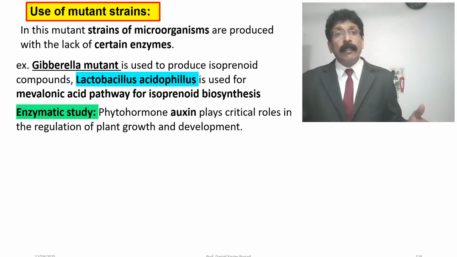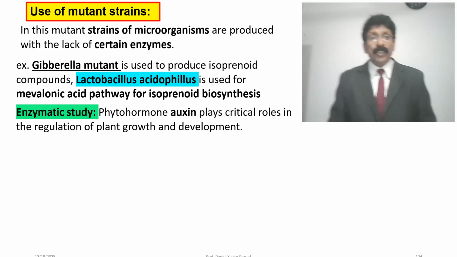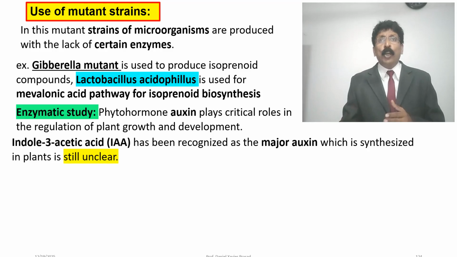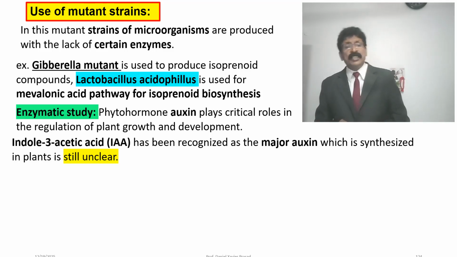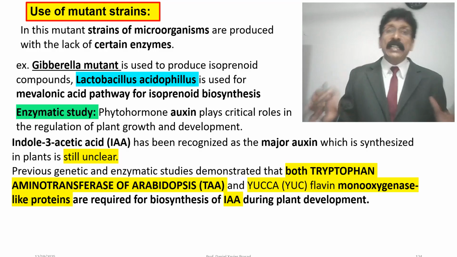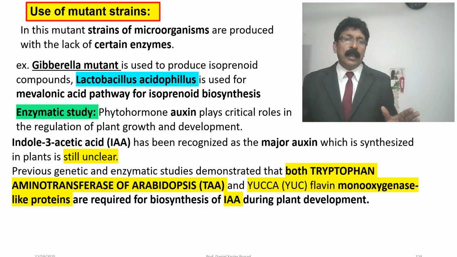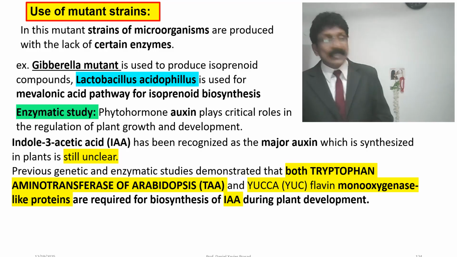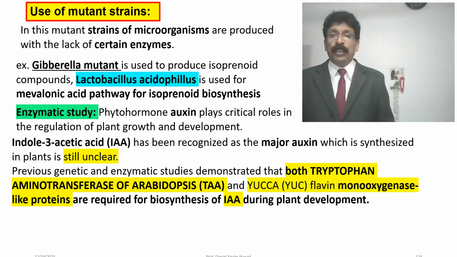Enzymatic study. Phytohormones like auxin play a critical role in regulation of plant growth and development. That is IAA, indole-3-acetic acid, has been recognized as a major auxin which is synthesized in the plant. Still it is unclear, but previous genetic and enzymatic studies demonstrated that both tryptophan aminotransferase of Arabidopsis, TAA, and YUCCA, that is flavin monooxygenase-like protein, are required for the biosynthesis of IAA, the major auxin during plant development.